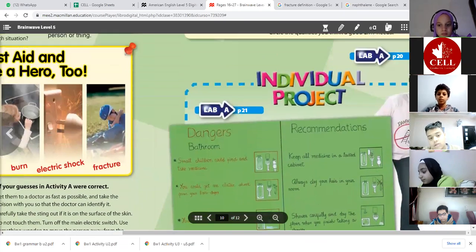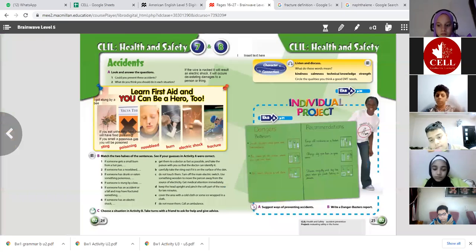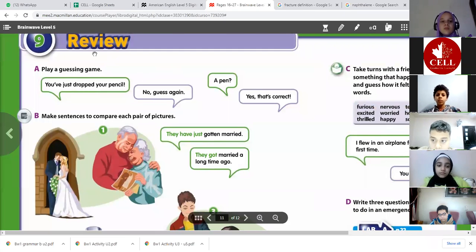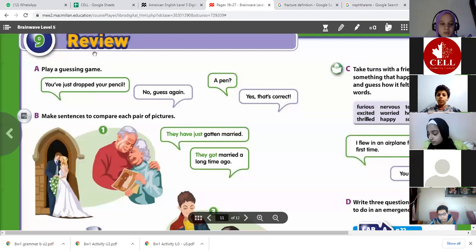Okay, so let's go to the next page. It says play a guessing game. Yes, this is a game. Can I close the camera for 1 minute? Okay. Make sentences to compare each pair of pictures.